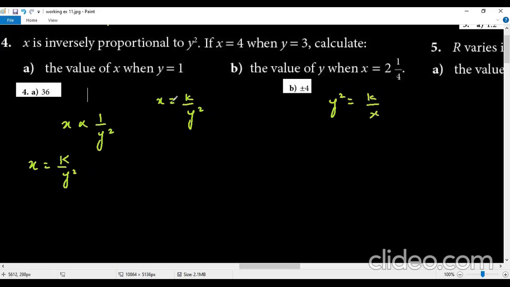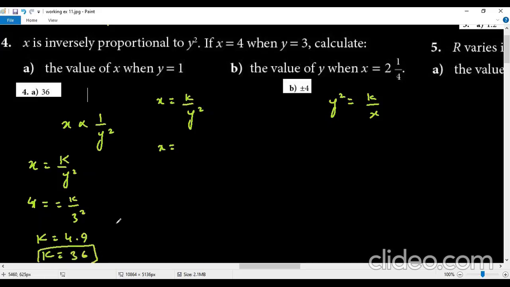How I'm doing this was already explained in the previous topic, where I explained how to make the subject of the formula. So here the subject of the formula is x, and k is unknown here. We need to find it out when it's given that the value of x is 4. So k is 3 square. That means k is equal to 4 times 9. So the value of k is 36.